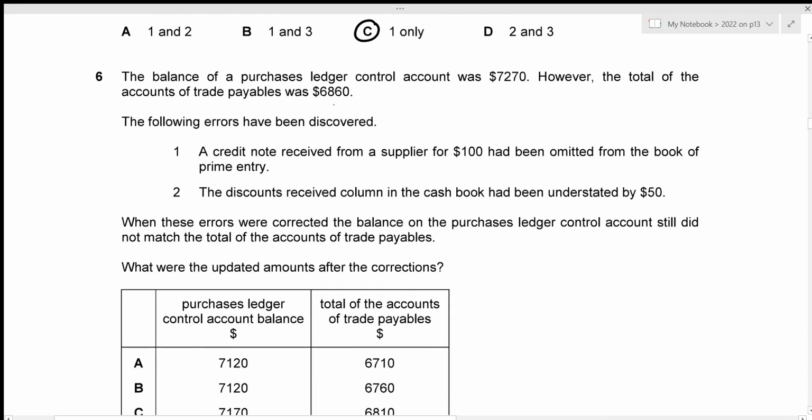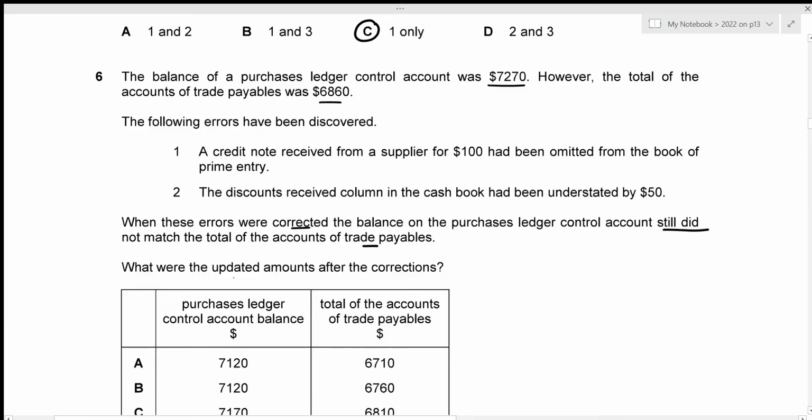The balance of a purchase ledger control account was 7,270. However, the total of the accounts of trade payables was 6,860. The following errors have been discovered. Okay, when these errors were corrected, the balance on the purchase ledger control account still did not match the total of the accounts of trade payables.